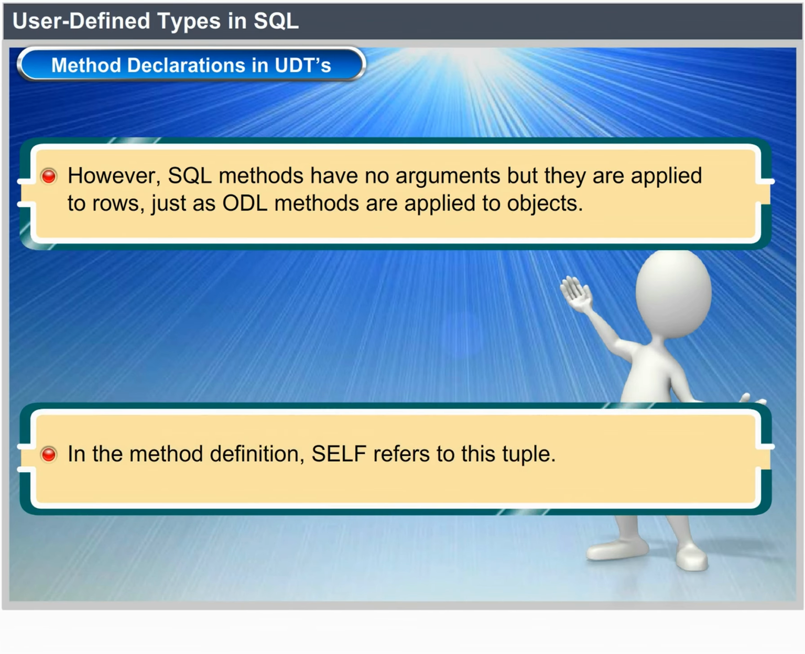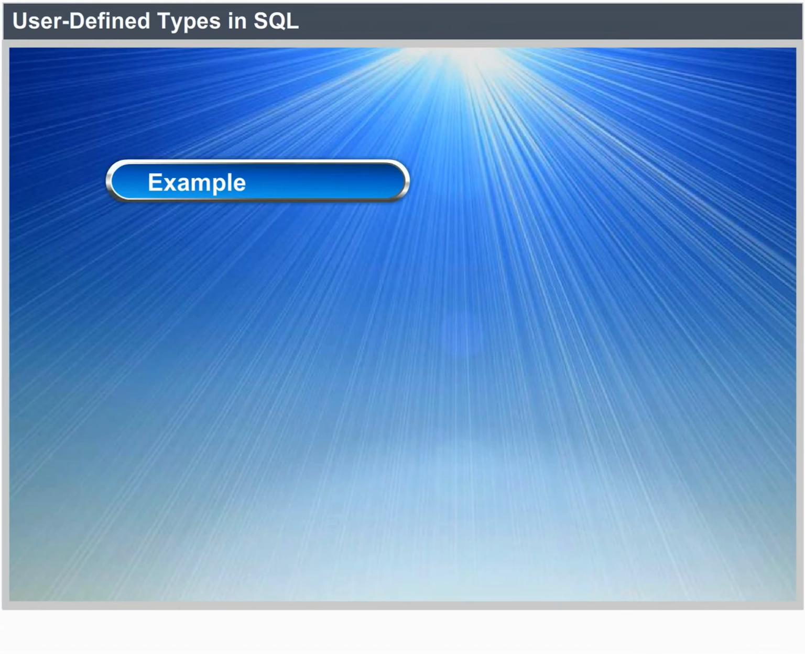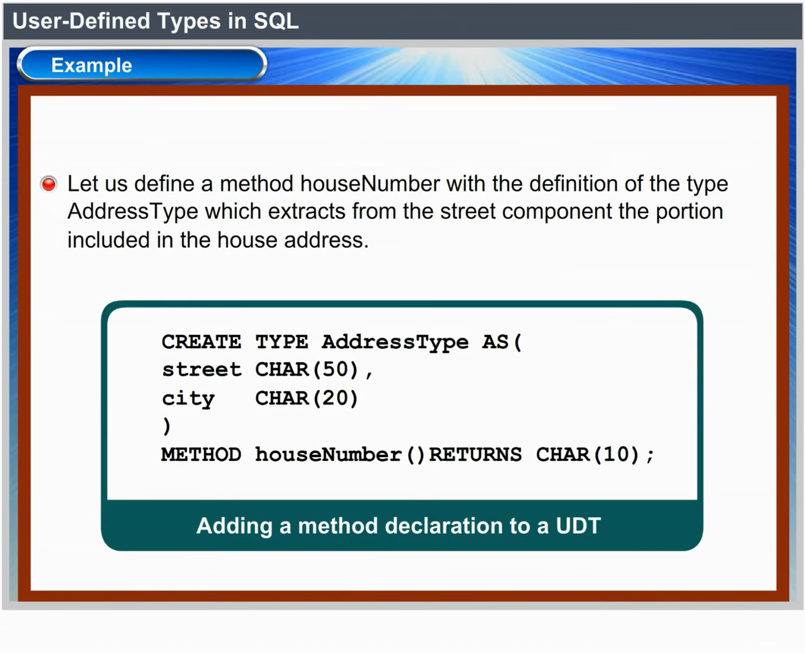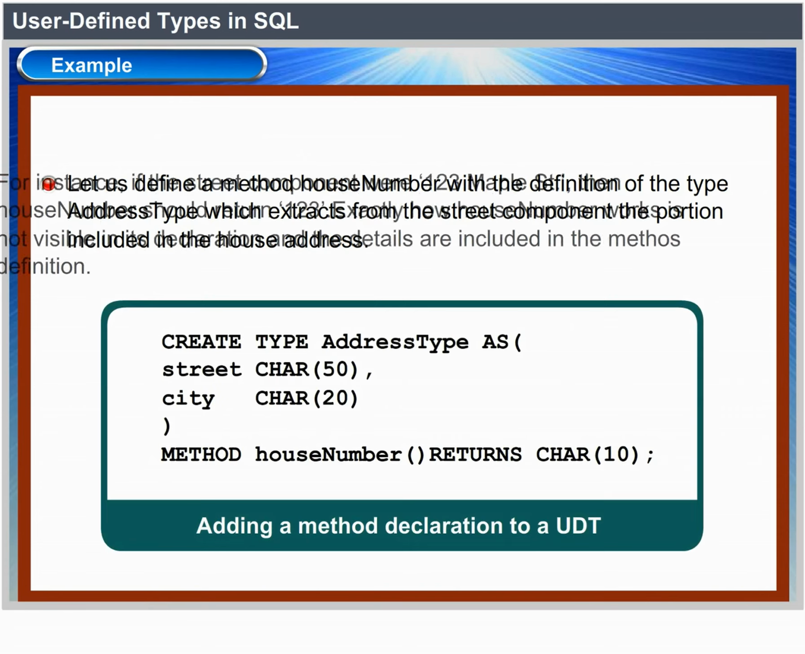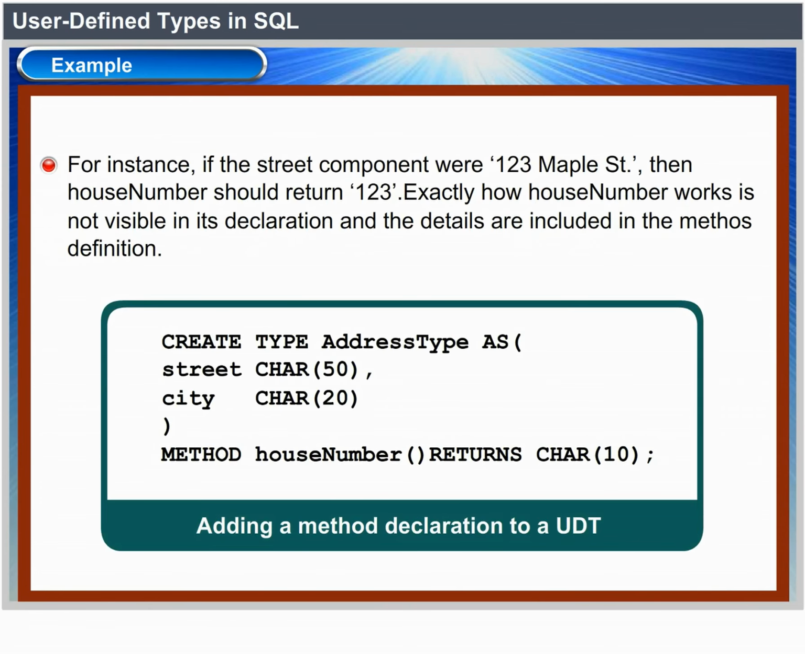Example: let us extend the definition of the type address type with the method house number that extracts from the street component the portion devoted to the house address. For instance, if the street component were 123 Maple Street, then house number should return 123. Exactly how house number works is not visible in its declaration. The details are left for the definition.